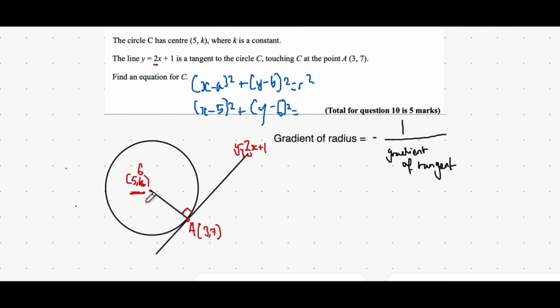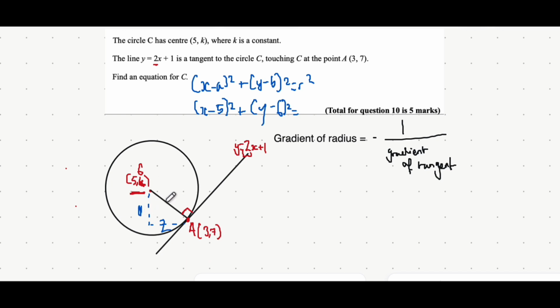Now to find the radius, you form your own little right angle triangle. The difference in x between 5 and 3 is 2. By the way, this is just a diagram. I know it's not drawn accurately, but hopefully you get the idea. In reality, 3, 7 should be like somewhere here, if you were wondering about that. It's the same concept that applies. Between 6 and 7, the y coordinate is 1.